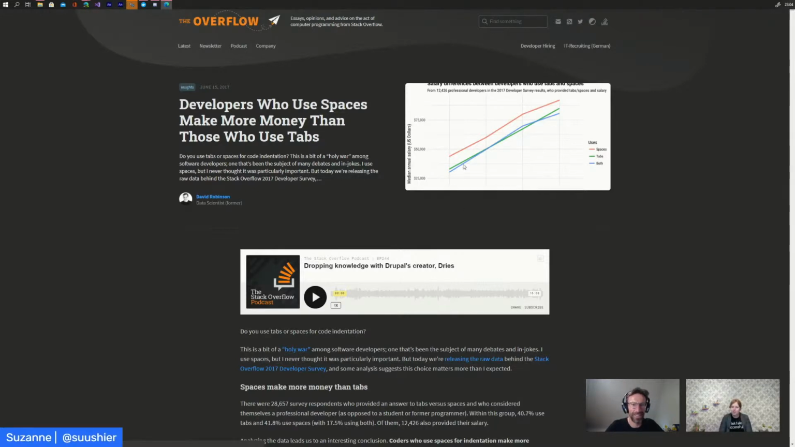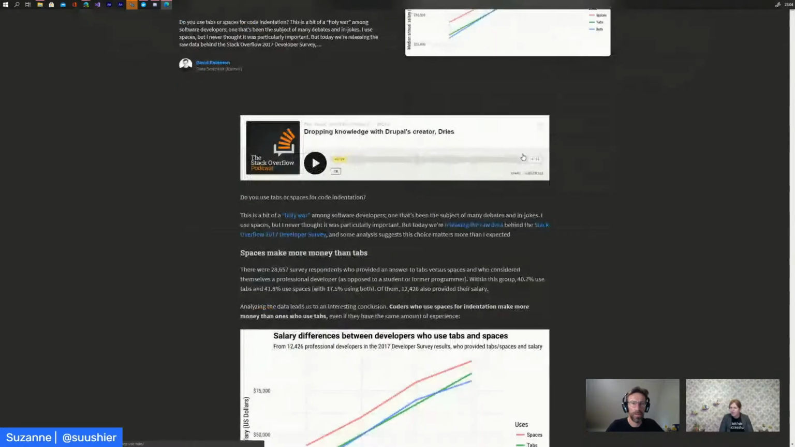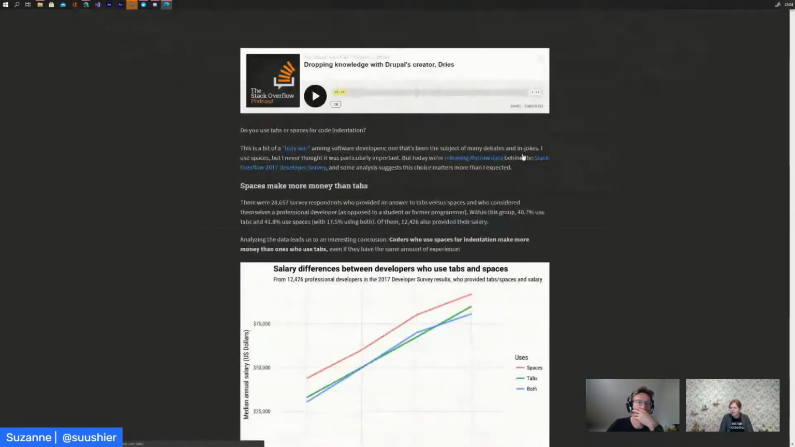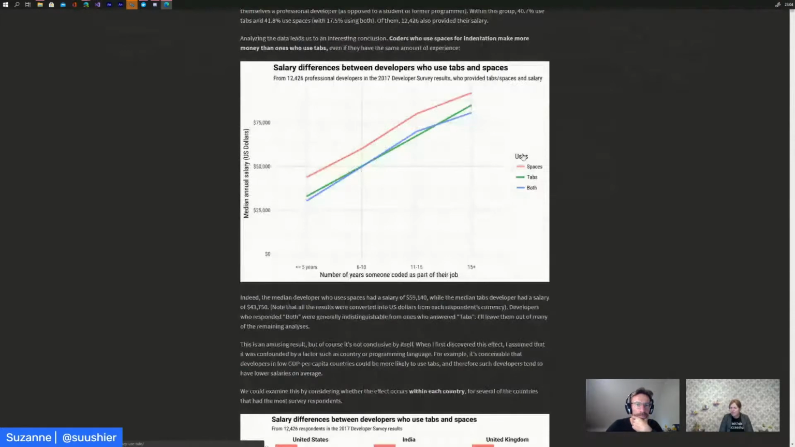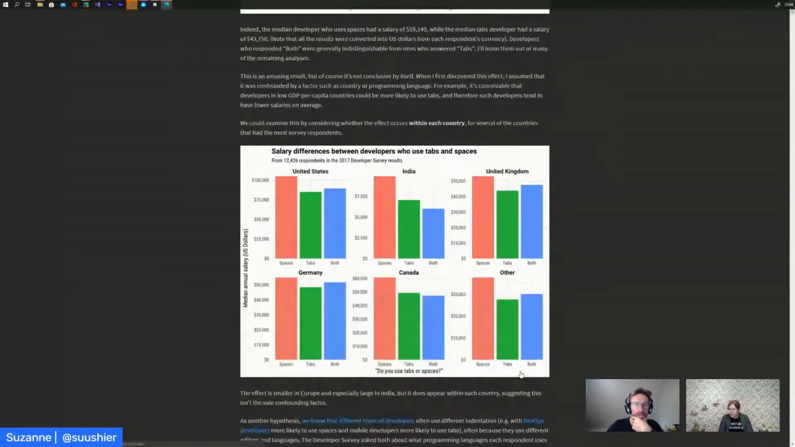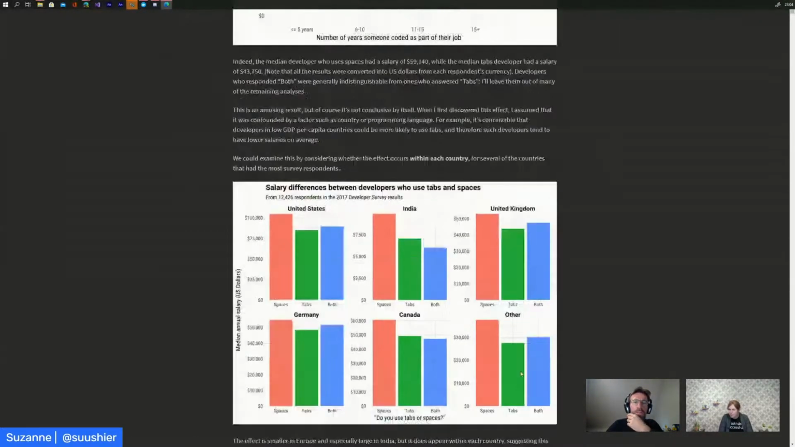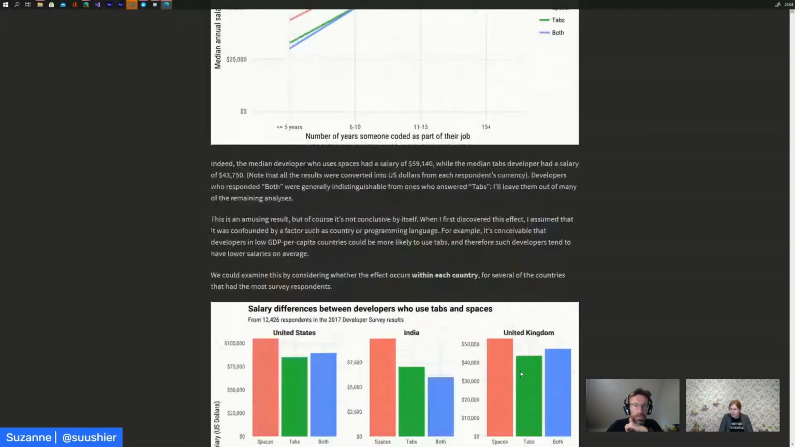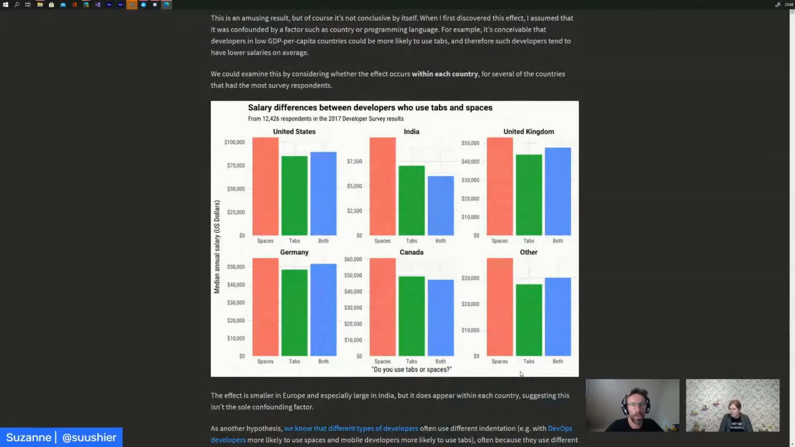So the tabs are spacious. Holy war among software developers. Stack Overflow tabs. Oh, do you know this site? Do you know this Freakonomics thing? I think it's called, what is it? Oh yes, correlated.org. I think that's the one.